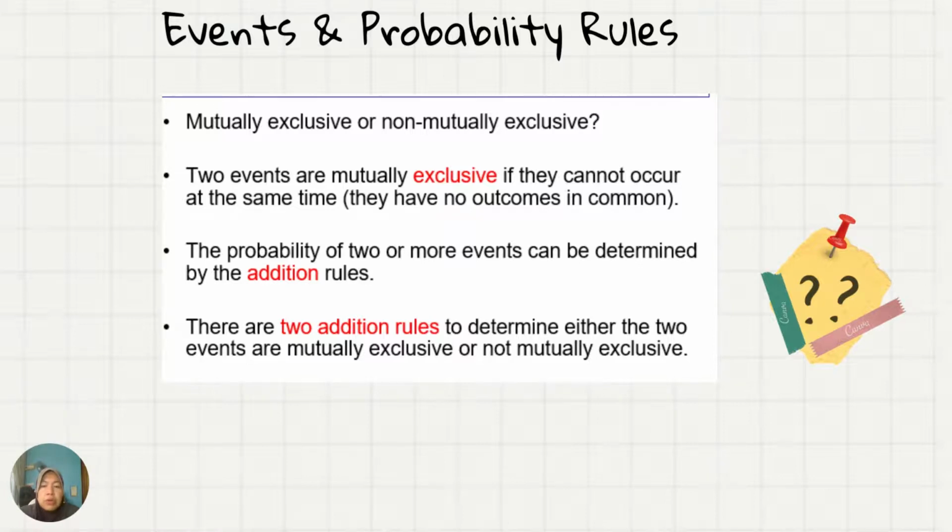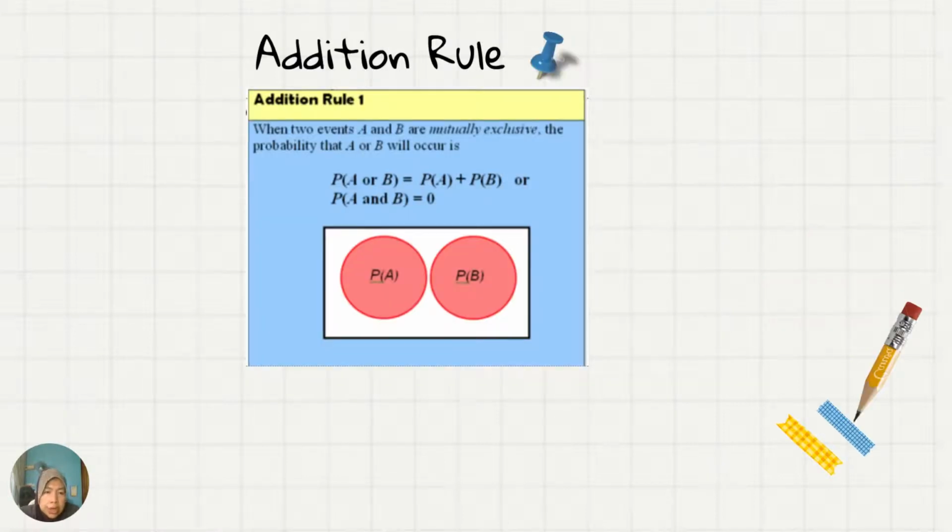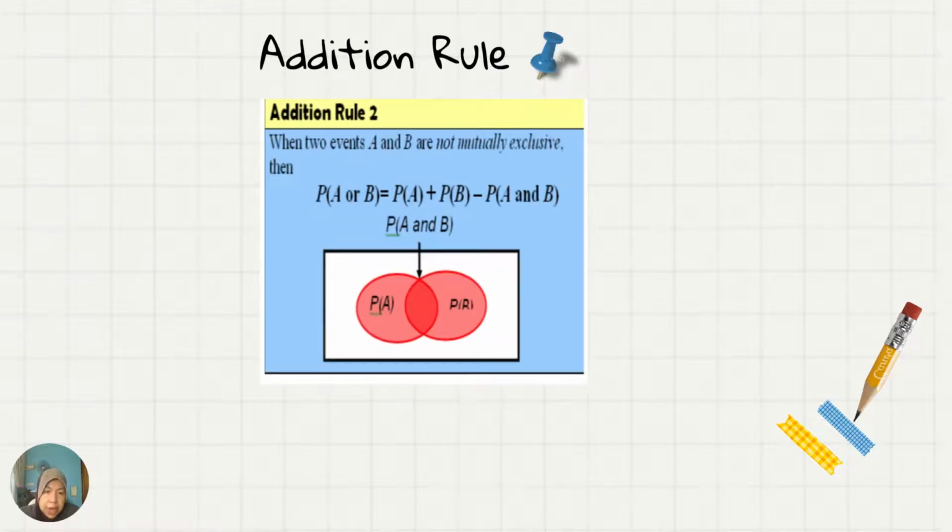How? Let's look at the rules. There are two rules here. When two events A and B are mutually exclusive, the probability of A or B occurring is the sum of both, and the two circles do not intersect. But if the events are not mutually exclusive, there is an intersection, where there are values that can occur in both.